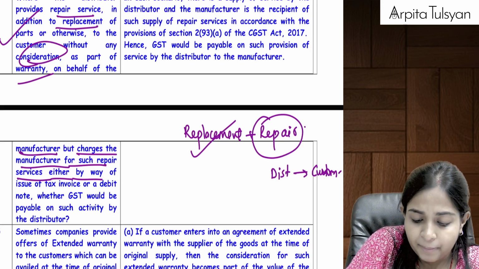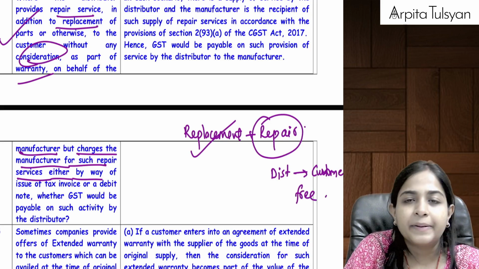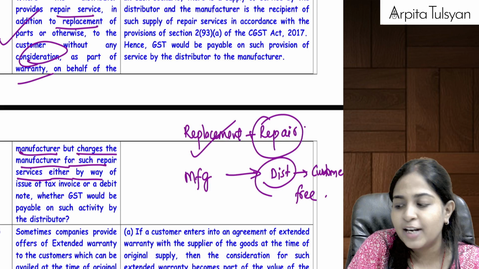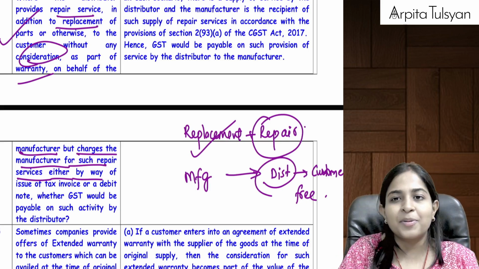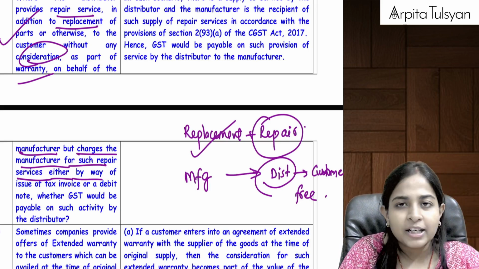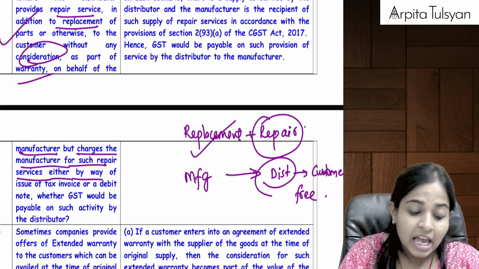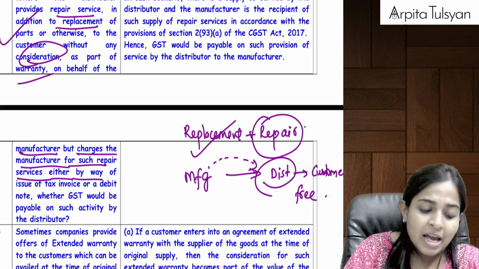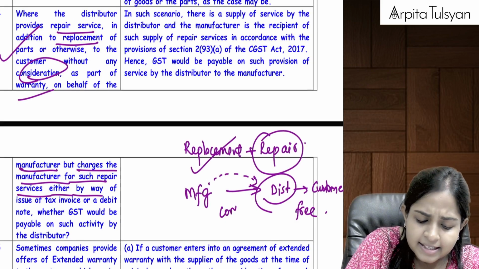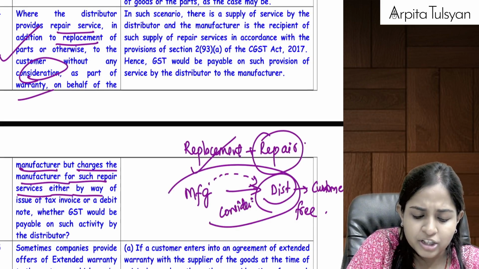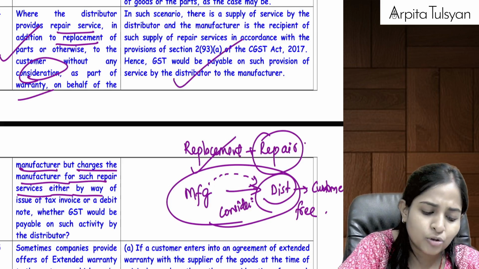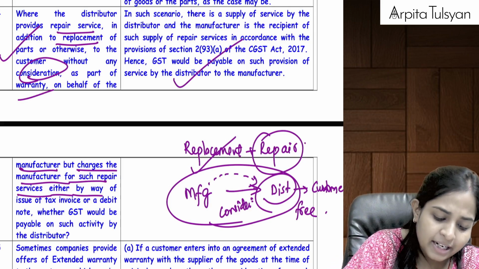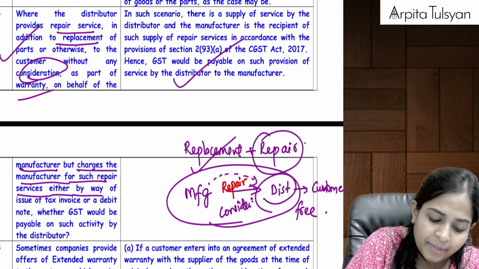Now what if the distributor is providing the repair to the customer for free, but he is then charging the money? Ultimately, the distributor would have incurred the expense. He gave it to the customer for free because it was under warranty, but now he is taking the reimbursement from the manufacturer. So if there is a consideration involved between the manufacturer and the distributor, then on this transaction GST will also be applicable because there is a consideration involved. Here we are mainly talking about repair.